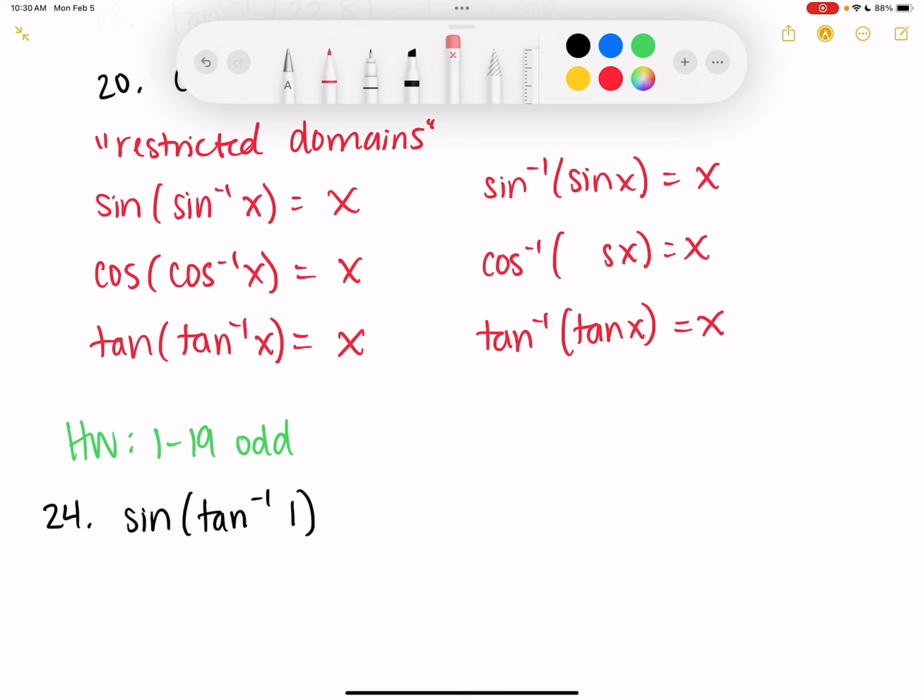So this is going to end up becoming the sine of pi over 4, because the inverse tangent of 1 is pi over 4. Then we look at what the sine of pi over 4 is, and that's going to be root 2 over 2. And that would be the answer.